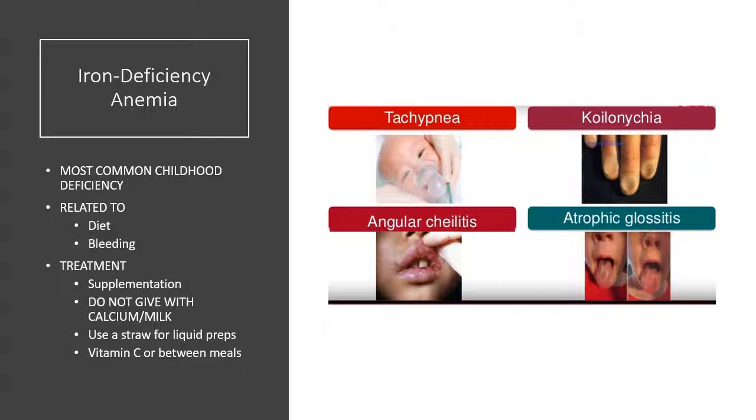Iron deficiency anemia is the most common childhood deficiency. Typically, it's related to diet, but it also can be related to bleeding. We see this usually during infancy from about 9 to 24 months, and then again in adolescence. Usually inadequate diet, excessive growth requirements, the inability to absorb iron, like from consuming a lot of cow's milk, or hemorrhage, or when young women get their periods and then they're not eating really well, all of those things can contribute.